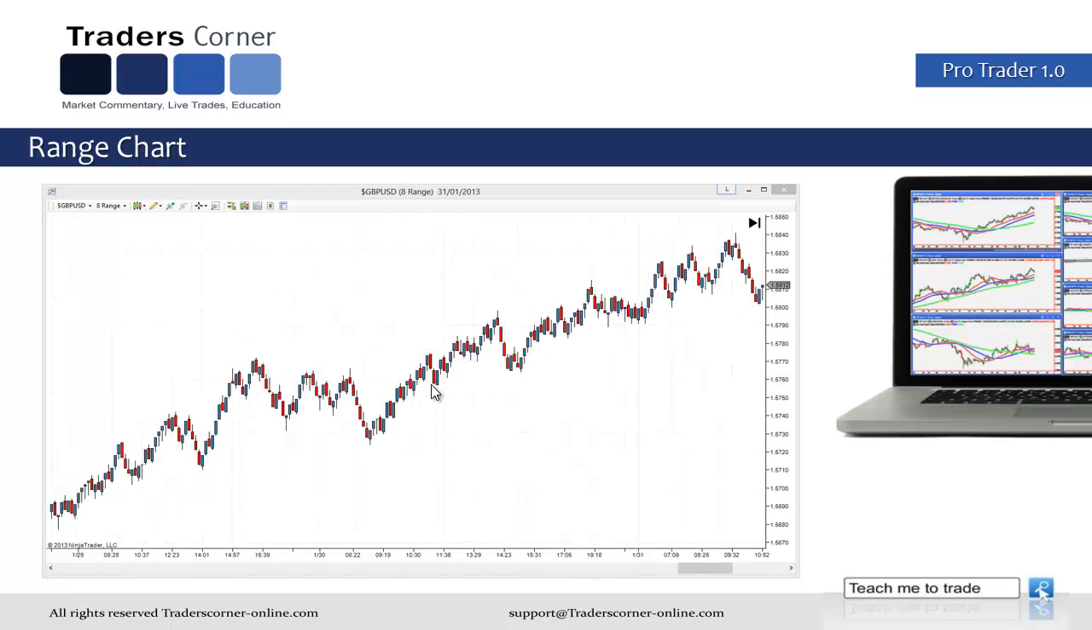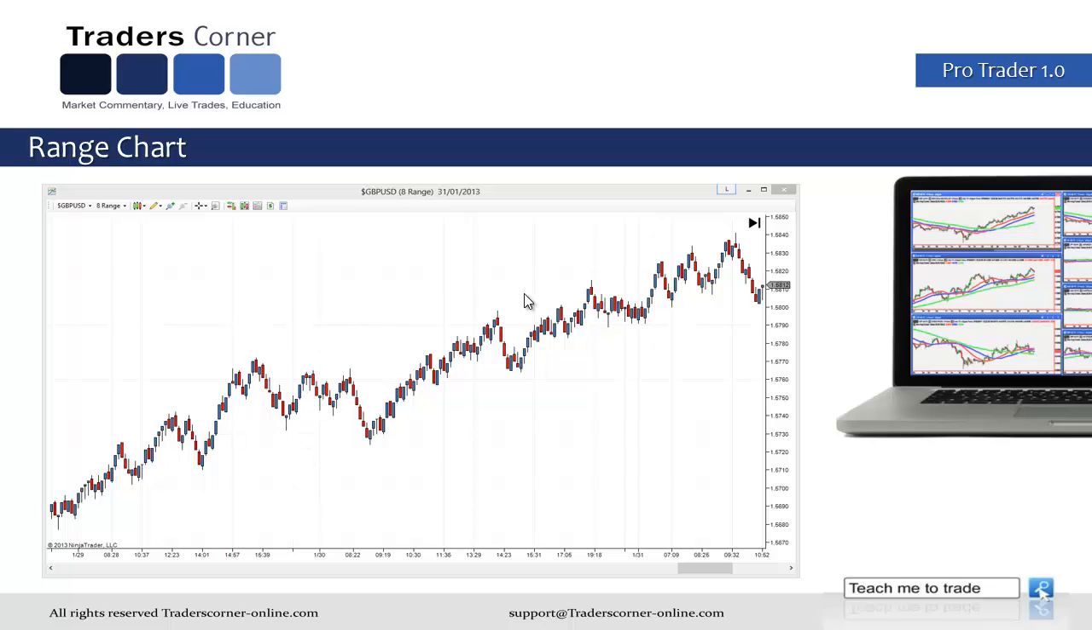However, if we move along to the range chart, you can see, first of all, the candles are all the same size. Every candle is the same size from high to low. It's the 8 range chart, so from high to low, each candle is 8 pips.